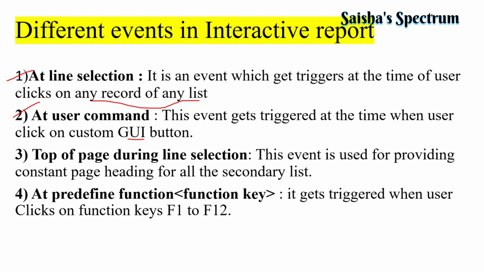Then there is TOP-OF-PAGE DURING LINE-SELECTION. This is used to provide a constant page heading for all the secondary lists. And AT PF-<nn>, the predefined function, gets triggered when a user clicks on any function keys from F1 to F12.